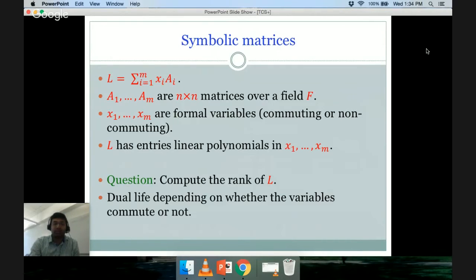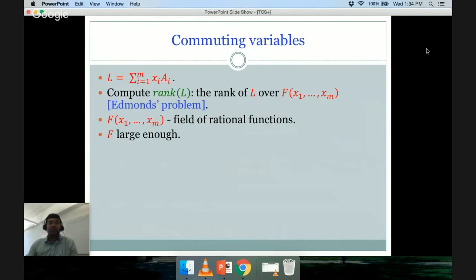So we have this symbolic matrix whose entries are linear polynomials in x1 to xm. The question is to compute the rank of this L, and I'll measure the rank over the field of rational functions in x1 to xm. That field has elements which are ratios of two polynomials in x1 to xm, and I want to compute the rank of L over that field. This is the famous Edmonds problem. I'll assume usually F is large enough.